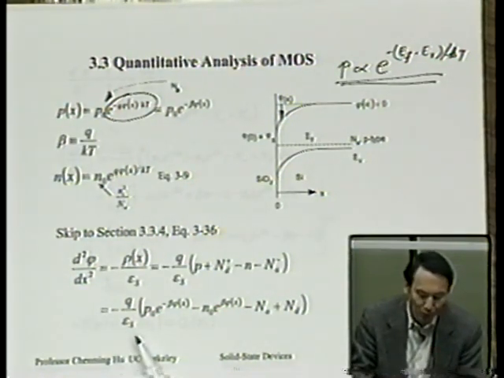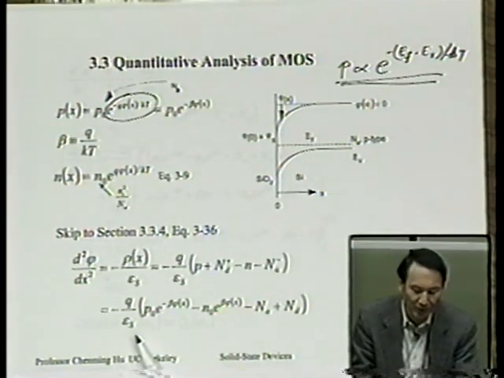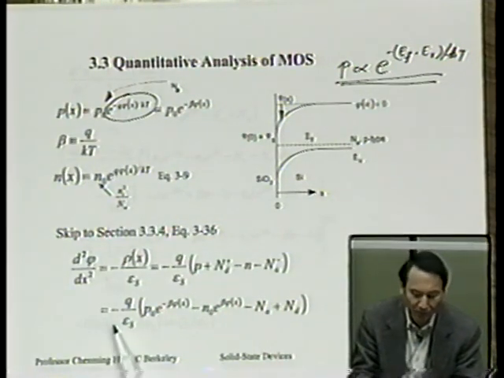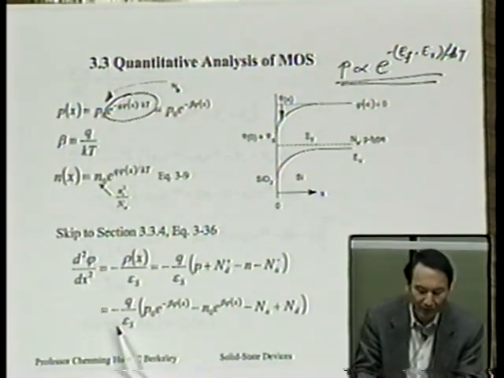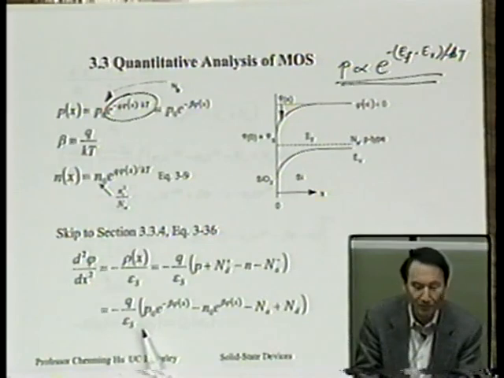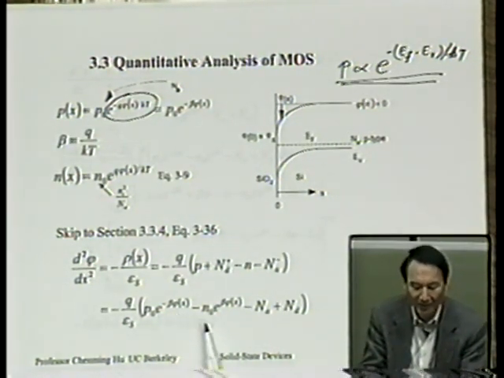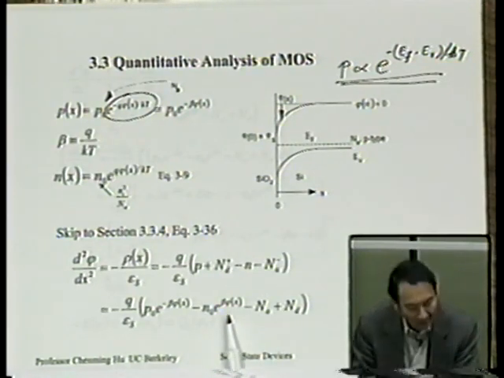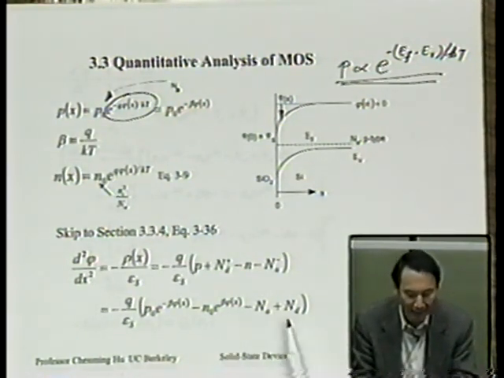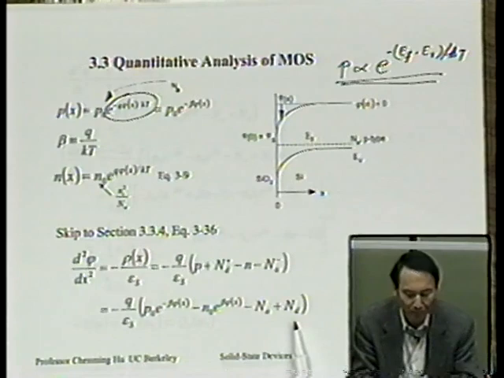Okay. And next, we're substituting the earlier equations for p and n in here. Now it looks quite complicated: minus q over epsilon_s, parenthesis, p naught exponential of minus beta phi, minus n naught exponential of beta phi, minus Na, and plus Nd.